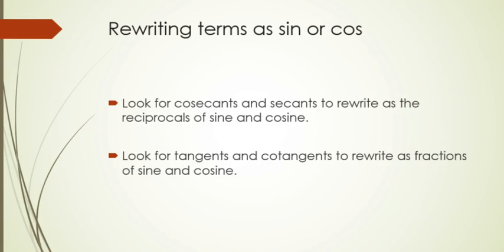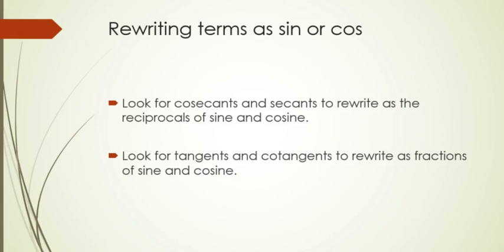So first, let's just talk about the strategy of rewriting terms using sine or cosine. What you want to do is look for any cosecants or secants and make sure you remember how to rewrite those since they're the reciprocal of sine and cosine. So if you see cosecant, you would instead rewrite it as 1 divided by sine. Just make that substitution into the expression you see.